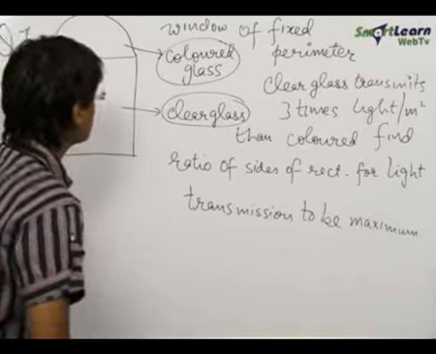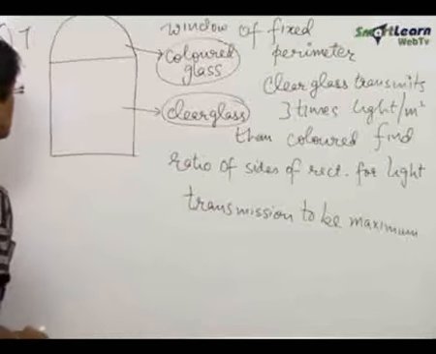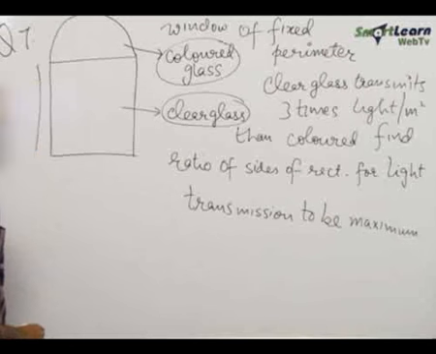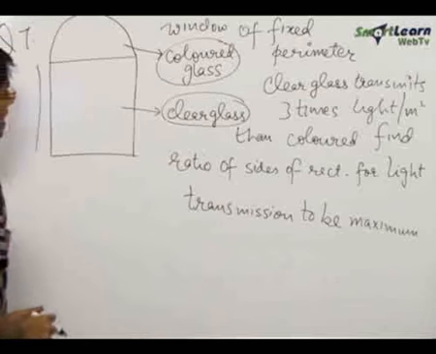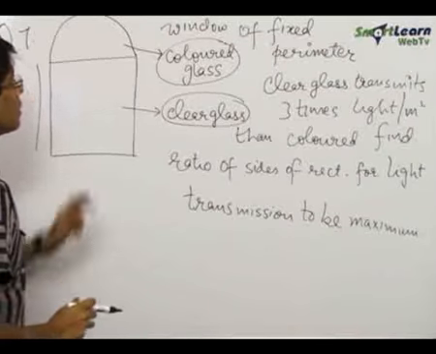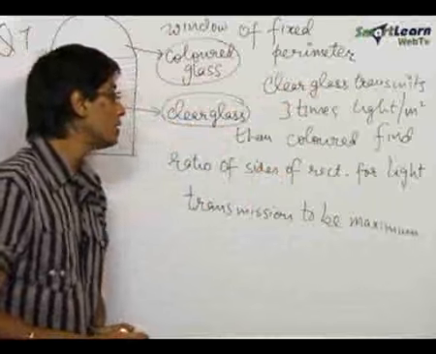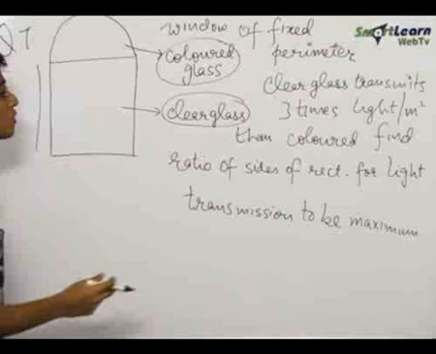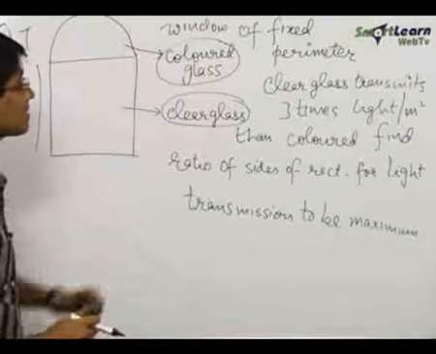Our seventh problem is a very interesting problem. We have a window over here which comprises a rectangle surmounted by a semicircular portion over it. The semicircular portion of the window is fitted with colored glass and the rectangular portion of the window has clear glass. This window is a window of fixed perimeter.